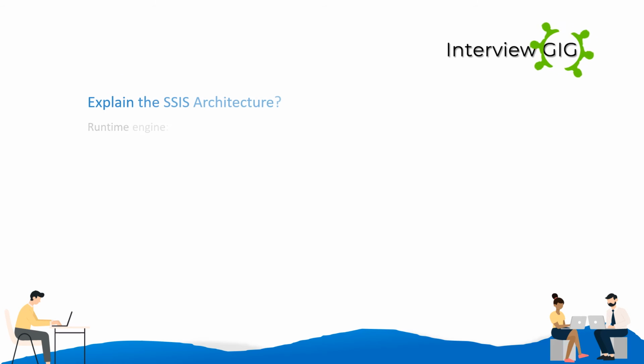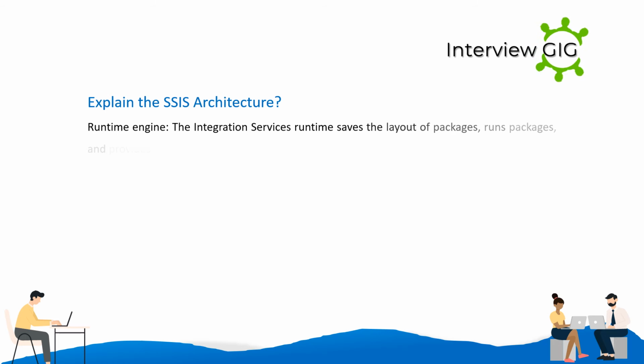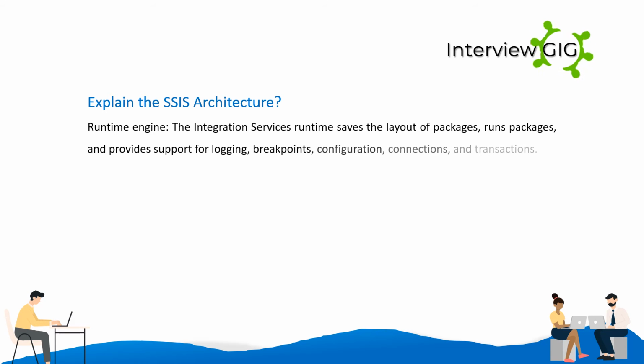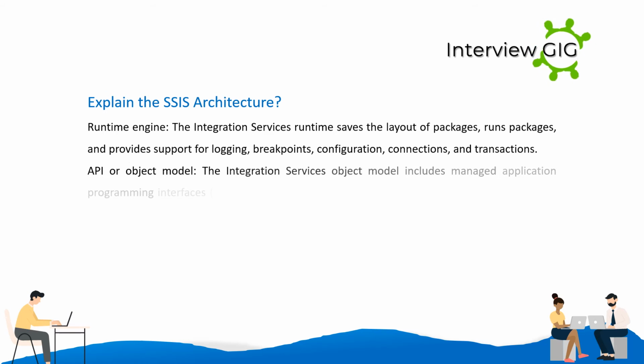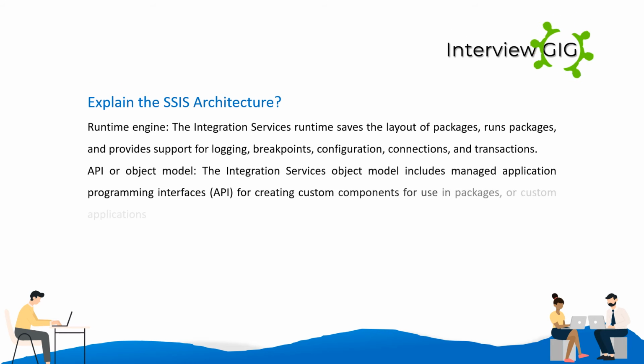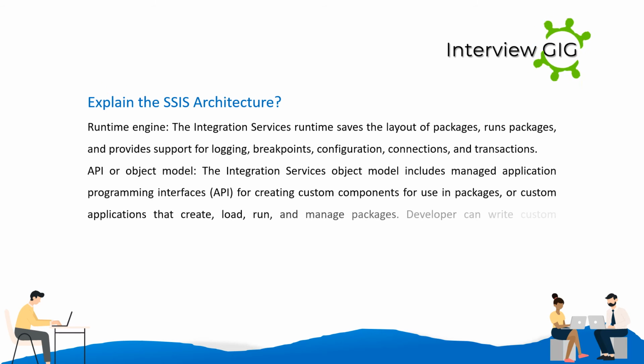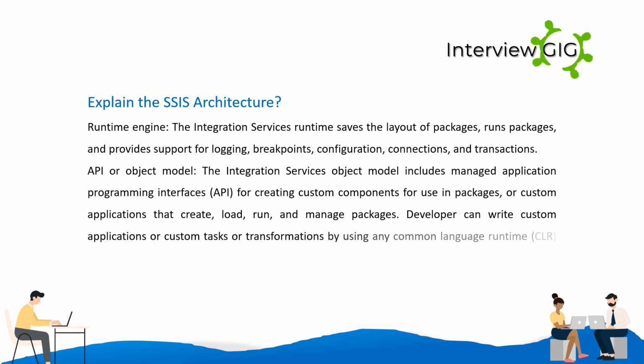Explain the SSIS architecture. Runtime engine. The Integration Services runtime saves the layout of packages, runs packages, and provides support for logging, breakpoints, configuration, connections, and transactions. API or object model. The Integration Services object model includes managed application programming interfaces, API, for creating custom components for use in packages, or custom applications that create, load, run, and manage packages.